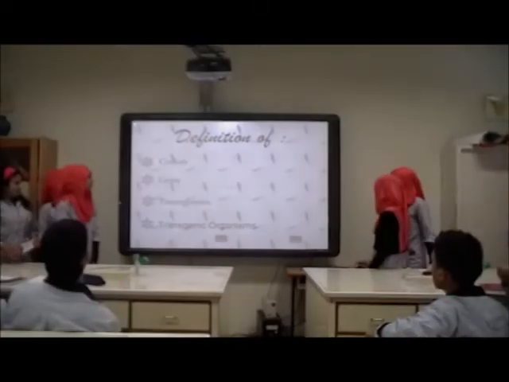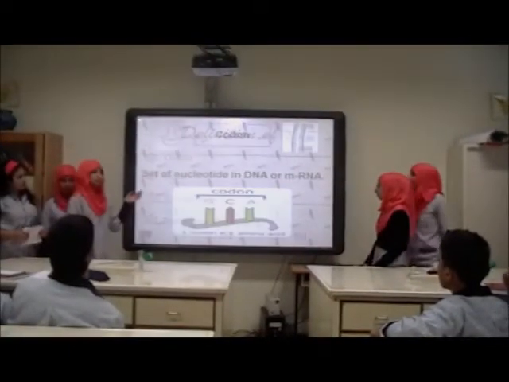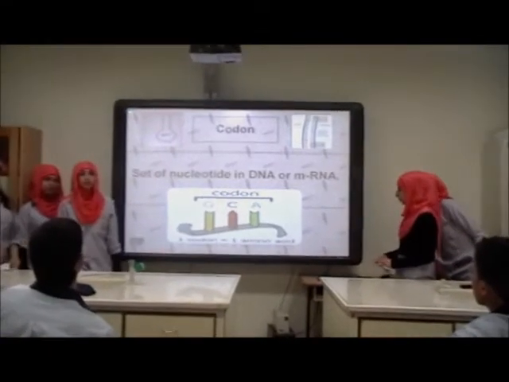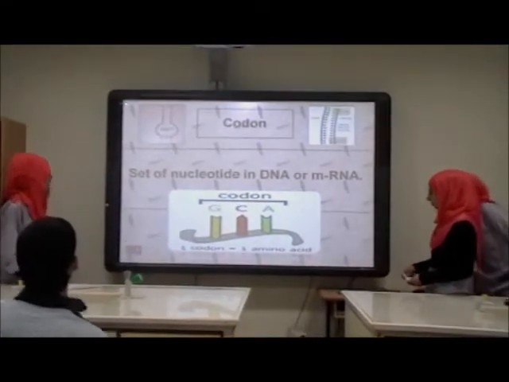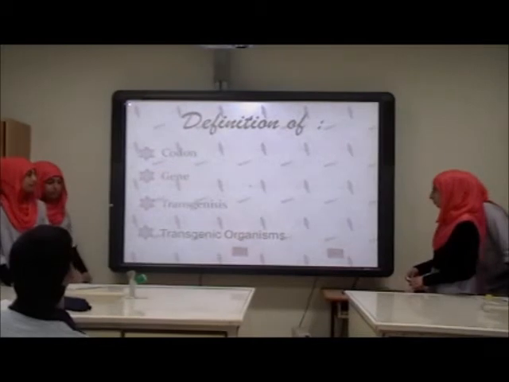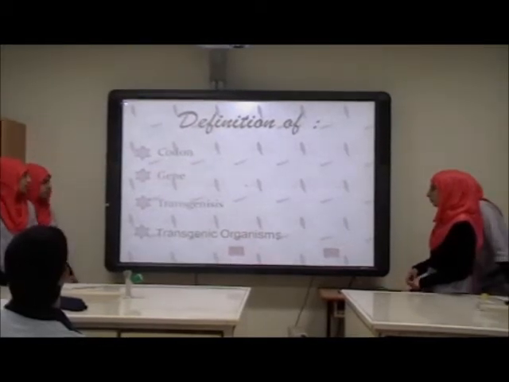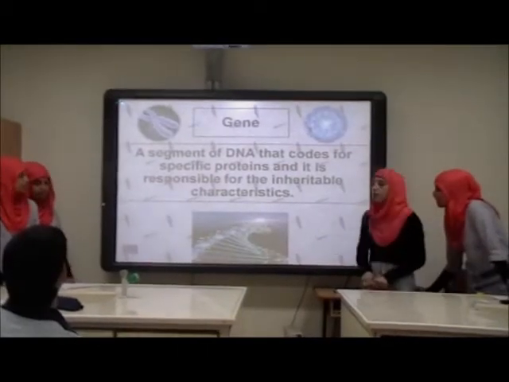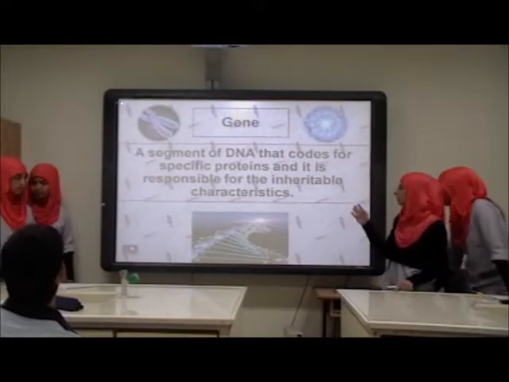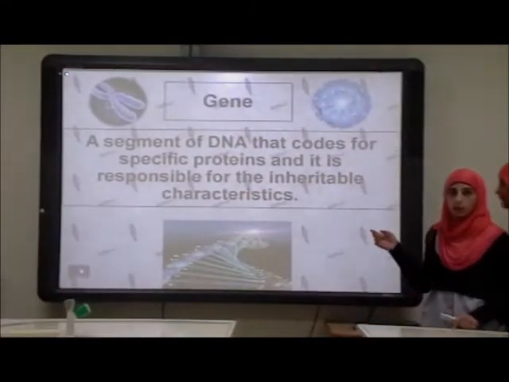Code: a set of nucleotides, DNA or messenger RNA. A gene is a segment of DNA that codes for a specific protein and it is responsible for inheritable characteristics.